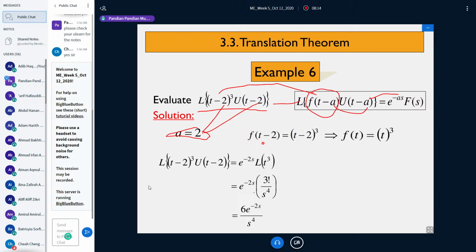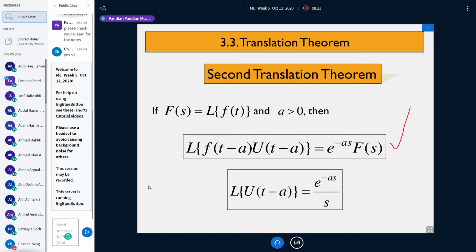So f(t-2) equals (t-2) cubed. But in Laplace, we want f(t) only, because this F(s) is the Laplace of f(t). You have to go back to this. This one comes from here. Of course, first you have to match this.